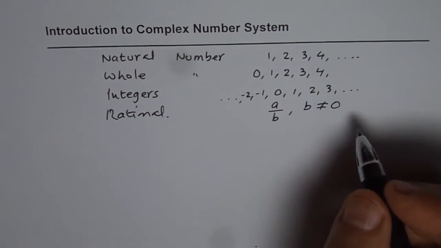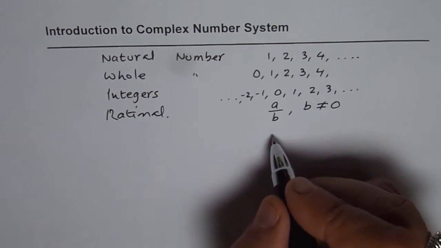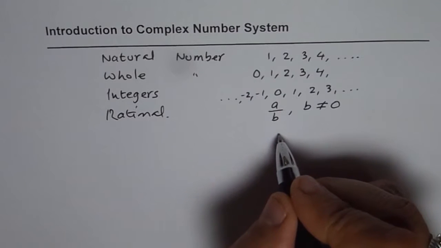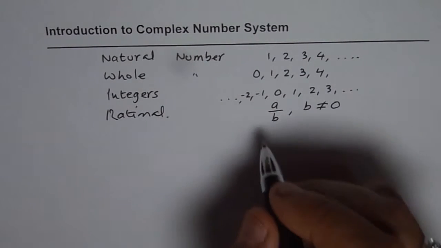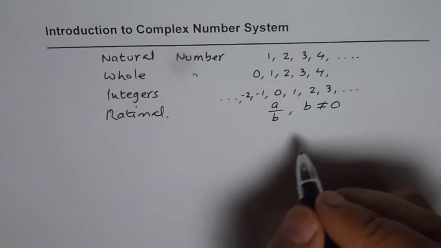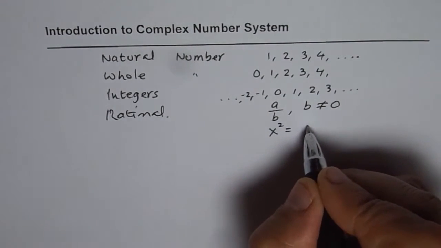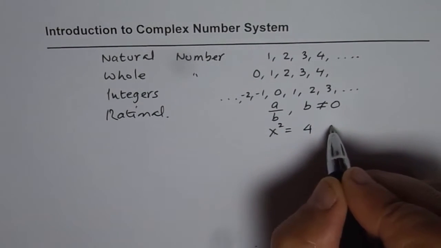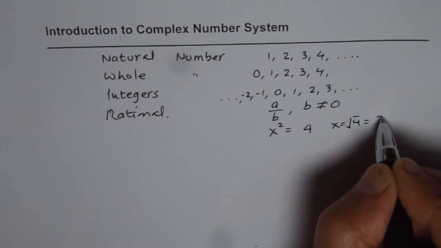And then there were problems where we further explored and found that if, let us say, the square of a number is known to us, then what is the number itself? That means the square of a number is, let us say, 4, then what is x? So we could find that as square root of 4, that was 2.